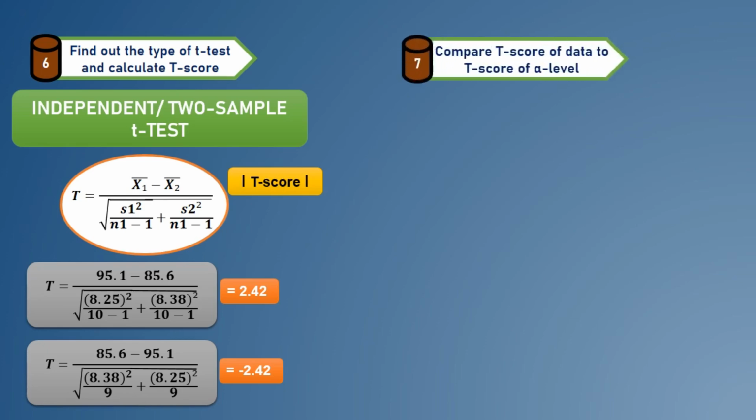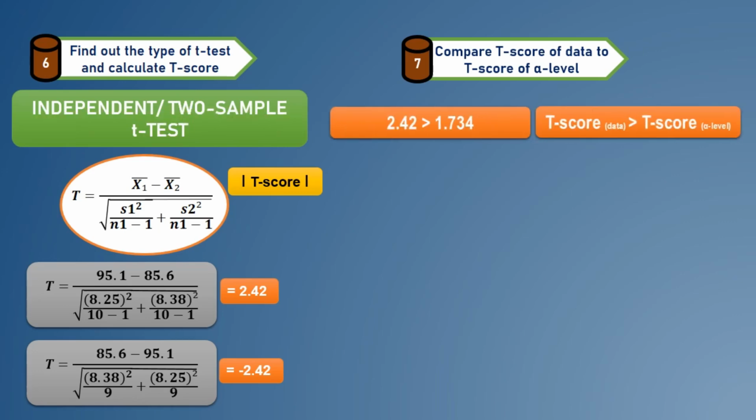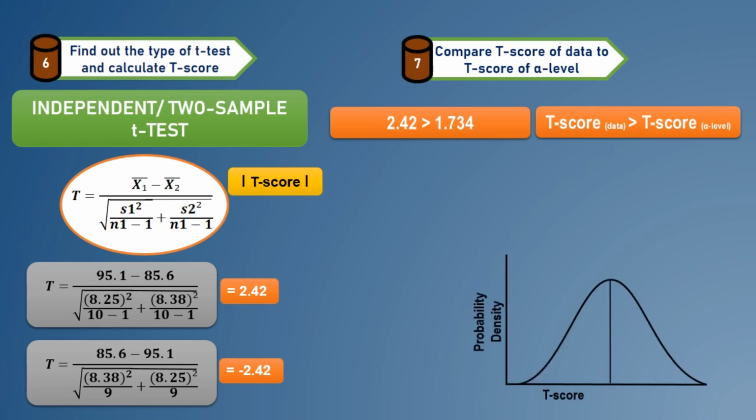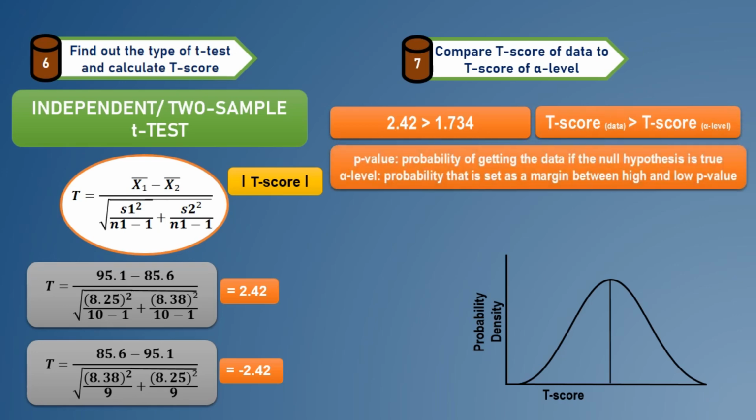Step 7. Compare the calculated t-score to the t-score of alpha level. Here the t-score we calculated is more than that of alpha level. To understand what it means, let's look at the t-distribution graph. T-distribution graph shows the probability of different t-scores just like normal distribution shows probability of different values. Just to revise, the p-value of data is the probability of getting the data if the null hypothesis is true.